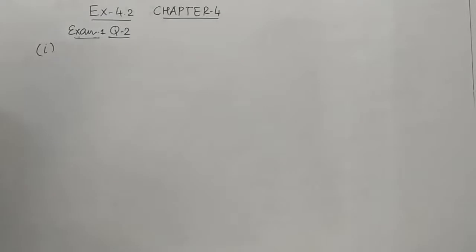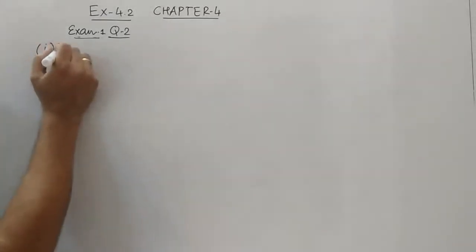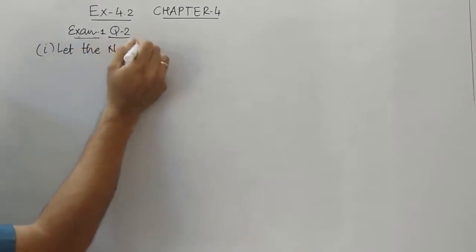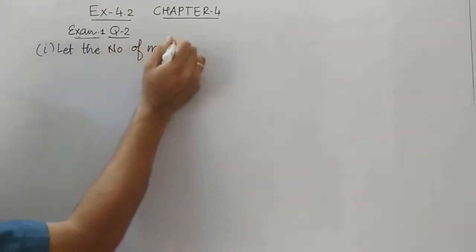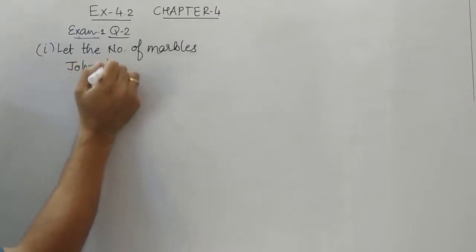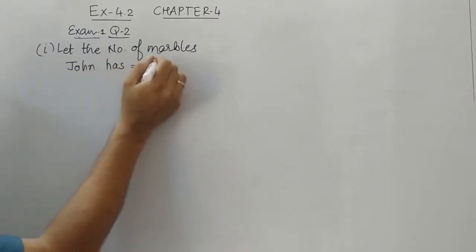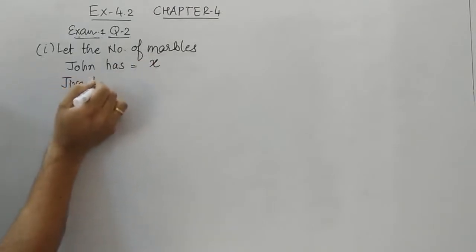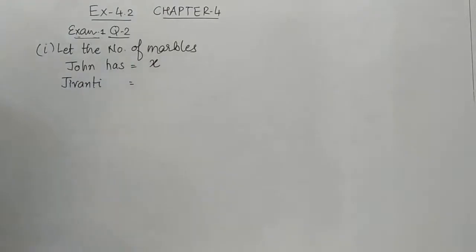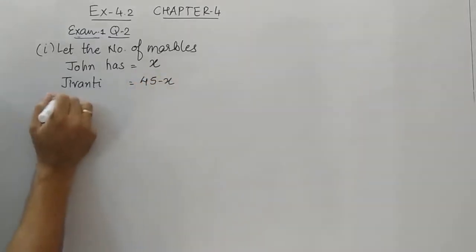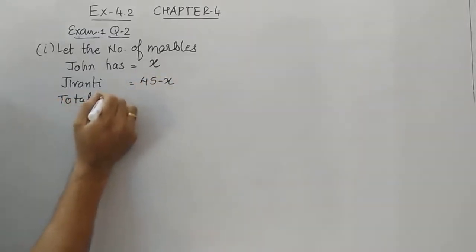So as we discussed, we have to find out the values. Let the number of marbles John has be X, and Jivanti? How many does Jivanti have? Total marbles are 45, so that must be 45 minus X, as we discussed.